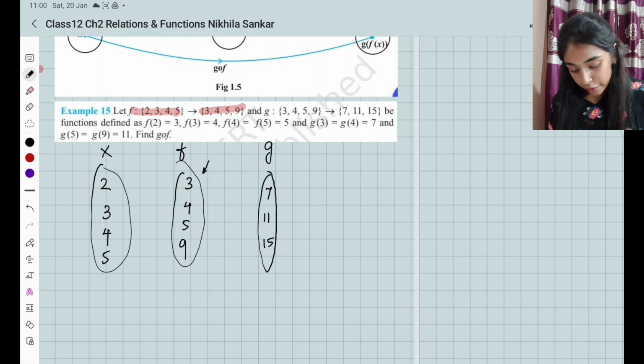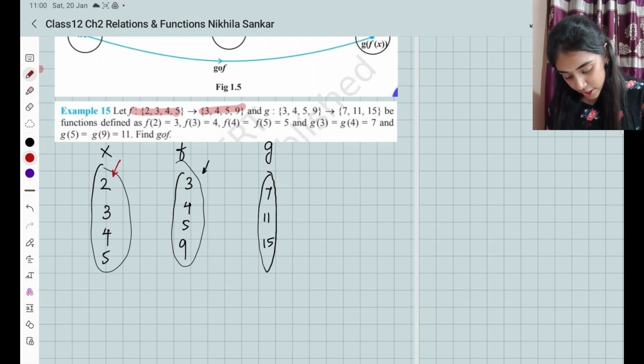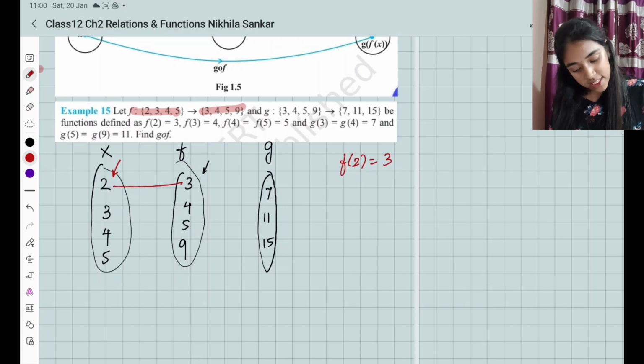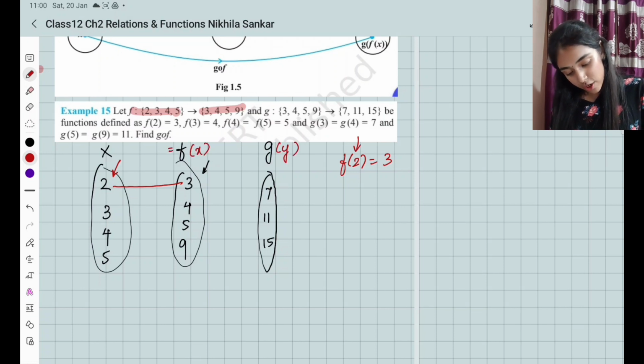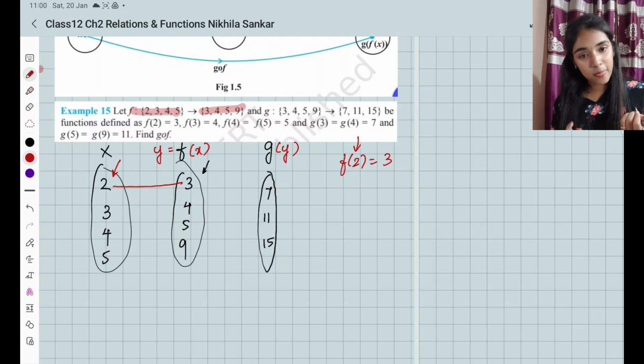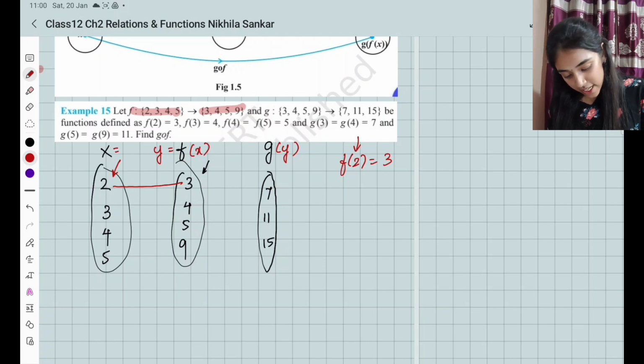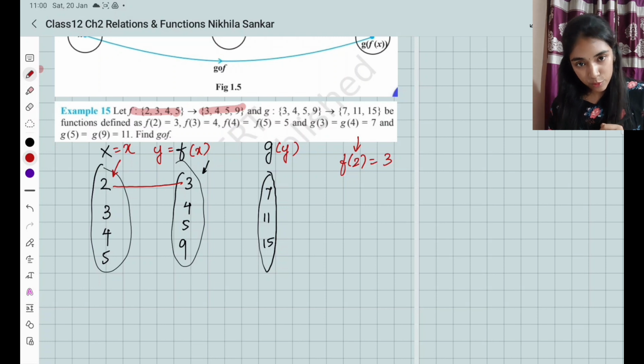Defined as f of 2 equals 3. What does f of 2 mean? Here, when you substitute 2 in f of x, it is going to be 3. So this is how you map. Understood? You have f of 2 equals 3. Now what is f of x? It is going to be x, and here it is going to be g of y. Where is y? It is here. Okay, understood? So f of 2 is going to be 3. Next, f of 3 equals 4.